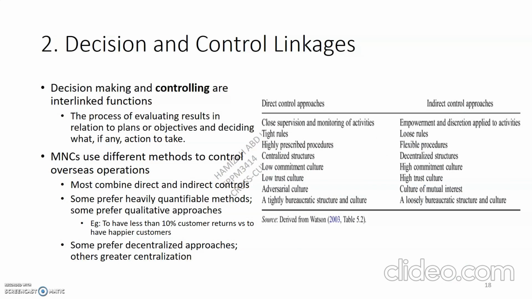Let's go to decision and control linkages. Decision and control go hand in hand. Decision making and controlling are interlinked functions. It is the process of evaluating results in relation to plans or objectives and deciding what, if any, action to take.